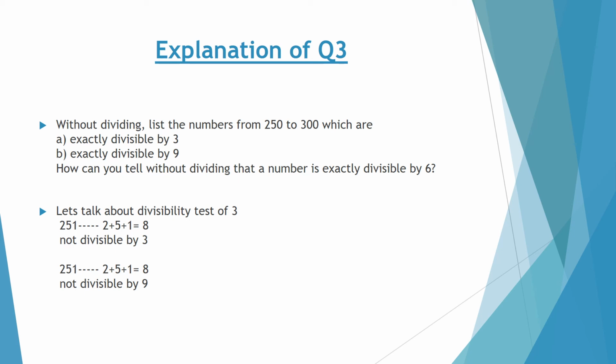For example, let's take the number 251. It is after 250, so for 251 we will add 2 plus 5 plus 1. We are going to separately add the digits. 2 plus 5 plus 1 we get 8. 8 is not divisible by 3, so 251 is not divisible by 3. Similarly for 9 as well, 2 plus 5 plus 1 is 8. 8 is not divisible by 9, so 251 is not divisible by 9 as well.